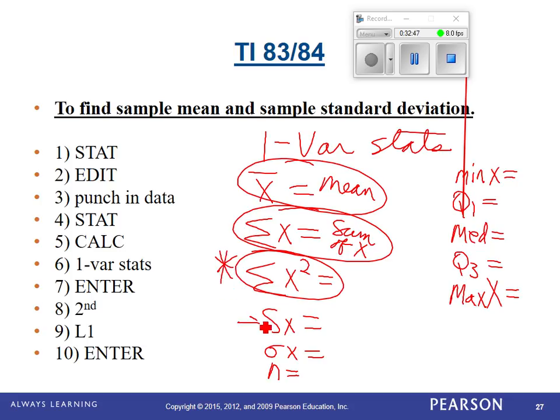This, well, S stands for standard deviation, and that's what it's telling you. So the S standard deviation is what that one's telling you. Standard deviation of a sample. Then it's got sigma x, which is your standard deviation of the population.